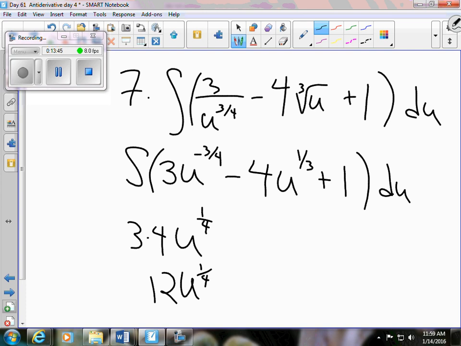The next term, so first we've got the minus 4 here, but we're going to add 1 to the exponent. What's 1/3 plus 3/3? 4/3. And then we're going to multiply by the reciprocal, so we're going to multiply by 3/4. So, minus 3 u to the 4/3.